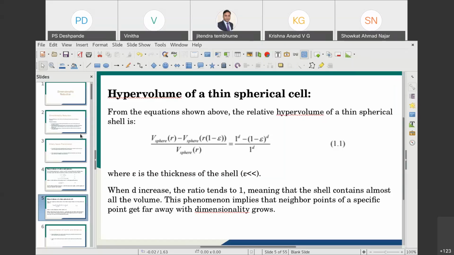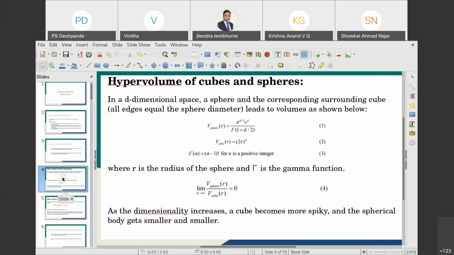In terms of geometry, this is put using this equation, in terms of the hypervolume of the cubes and spheres. The cube indicates the total space of the dimensional data, and the sphere indicates some part of the space in which the data is more concentrated. So this volume ratio of sphere to cube tends to zero as the number of dimensions goes on.